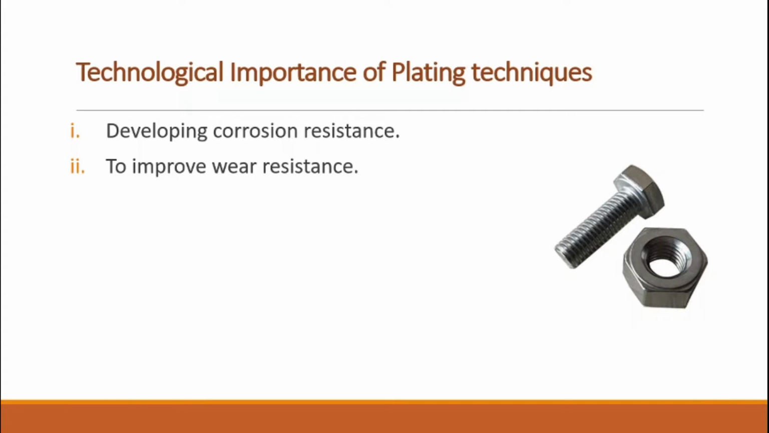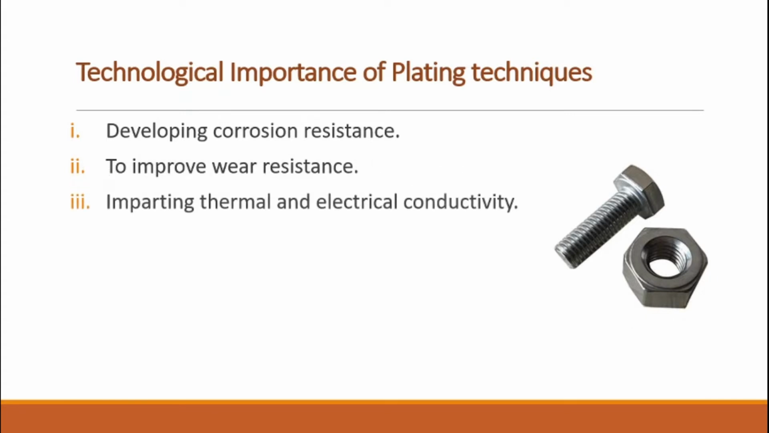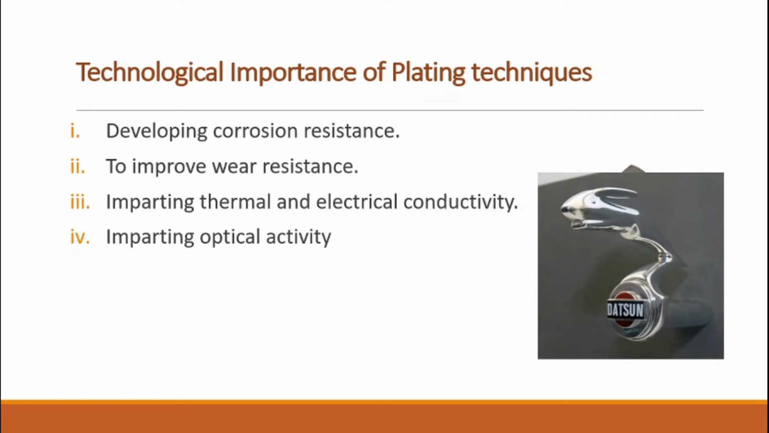You can also improve the wear resistance of the material. You can impart thermal resistance and electrical resistance, or you can impart thermal conductivity and electrical conductivity. Both ways you can do this by choosing the right material. You can also impart optical activity. For example, if a material is dull in appearance, you can coat it with chrome, or you can go for chromium coating to get something which is shiny in appearance, as you can see in the image over here.